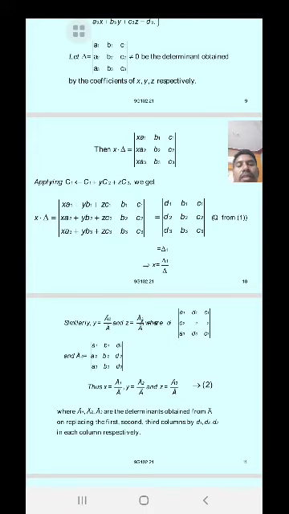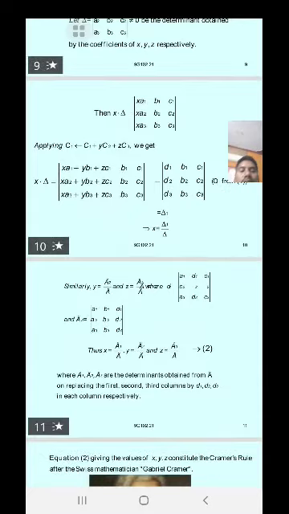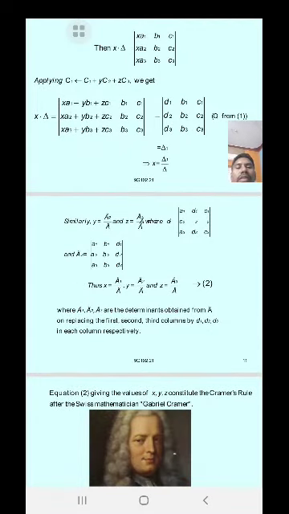Here delta is printed as a1 bar, so that is actually delta 1. Okay. y equals delta 2 by delta, and z equals delta 3 by delta, where delta 1, delta 2, delta 3 are the determinants obtained from delta on replacing the first, second, third columns by d1, d2, d3 in each column respectively.